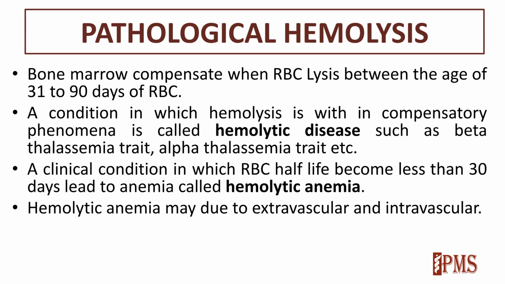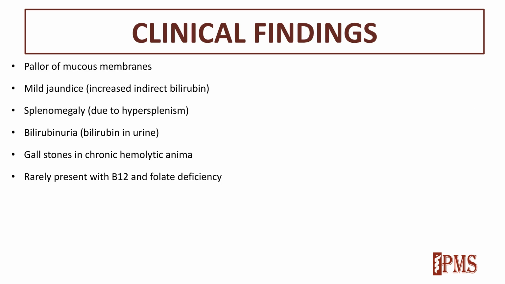If red blood cell lysis occurs between 31 and 90 days, the bone marrow can compensate, which is characteristic of a hemolytic disease. If the red blood cell half-life is less than 30 days, it leads to anemia, known as hemolytic anemia. Clinical findings of hemolysis include pallor, mild jaundice from increased indirect bilirubin, and splenomegaly. Other signs can be bilirubinuria and, in chronic cases, gallstones.